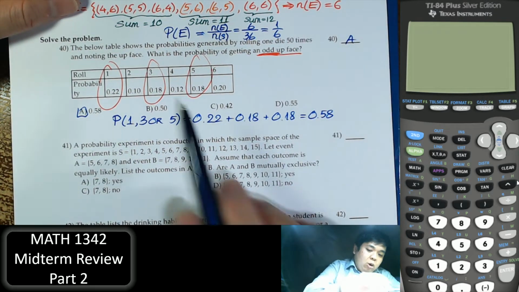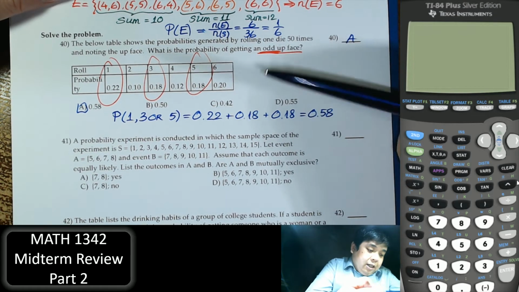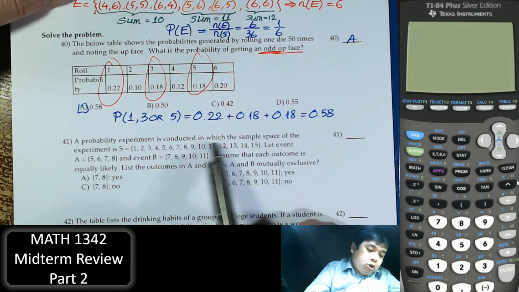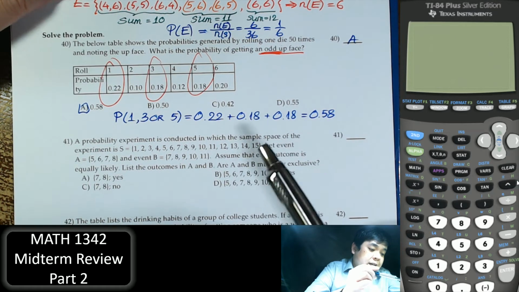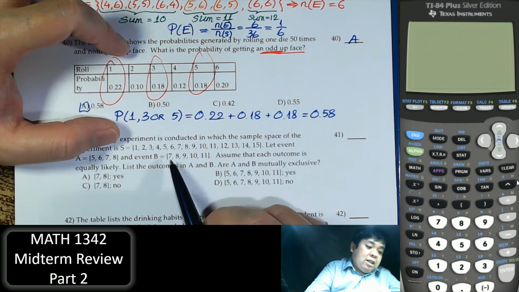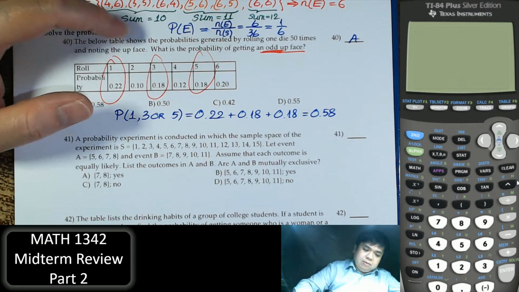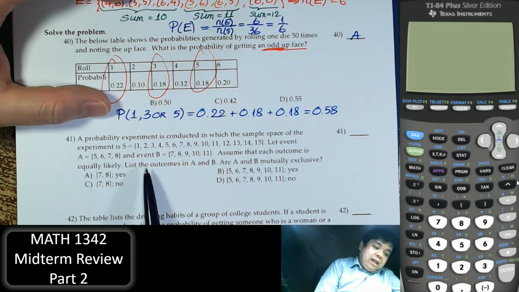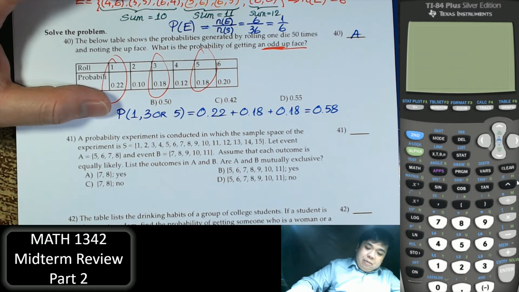So when there's nothing in common, we just add them. Right, next. A probability experiment is conducted with the sample space, so pretty much from 1 to 15. Let event A be 5, 6, 7, 8, and B be 7, 8, 9, 10, 11. Assume each outcome is equally likely. List all outcomes in A and B.